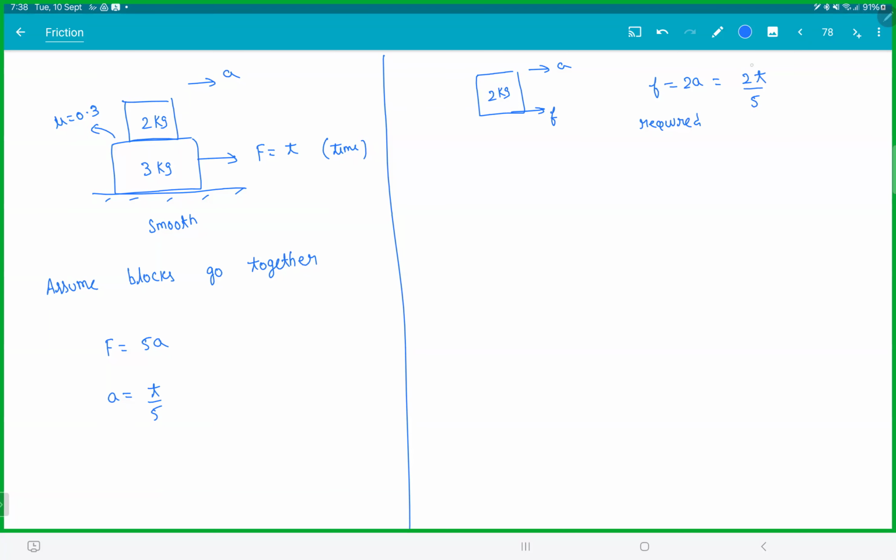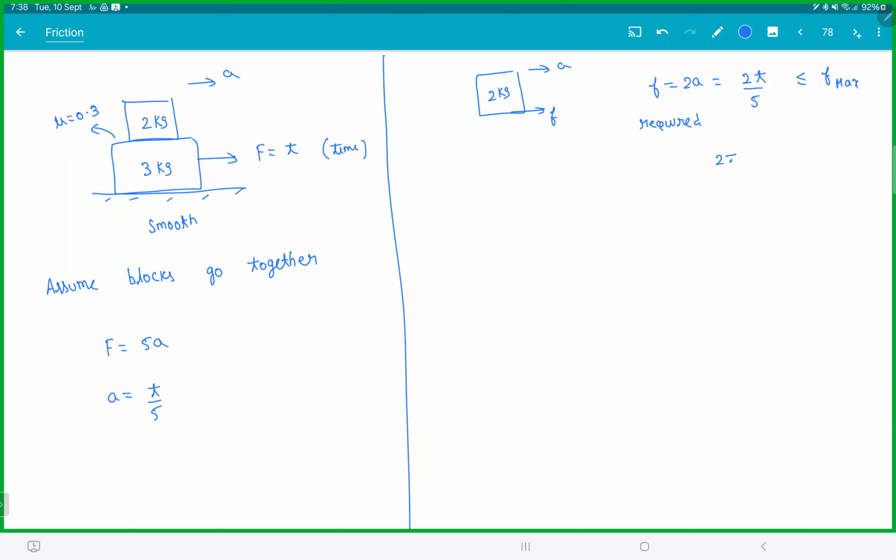So this is the required friction with time. I hope you're getting what is the meaning of that word now. 2t by 5 is saying, friction is saying, at a given time t, give me this much friction. But how much can I give? This should be less than or equal to f max. I can't give you more than this.